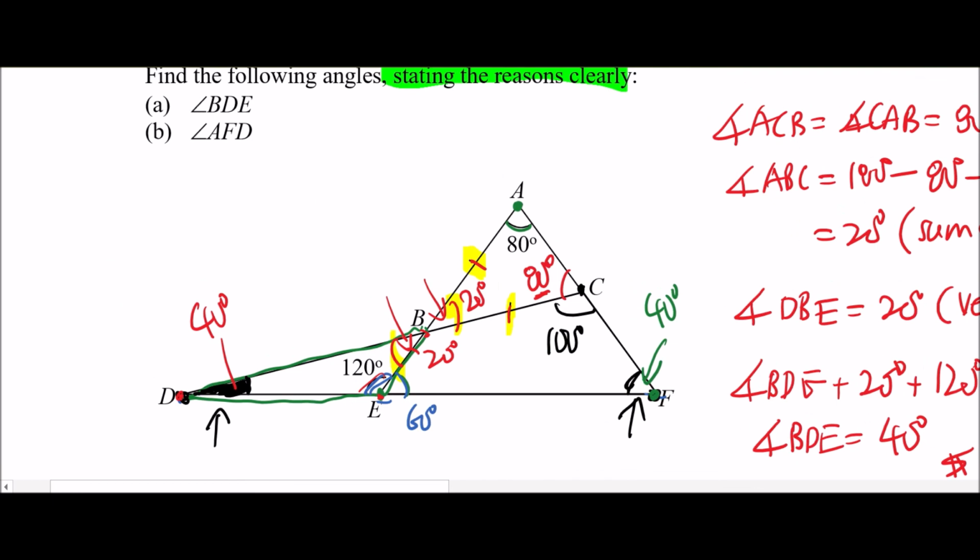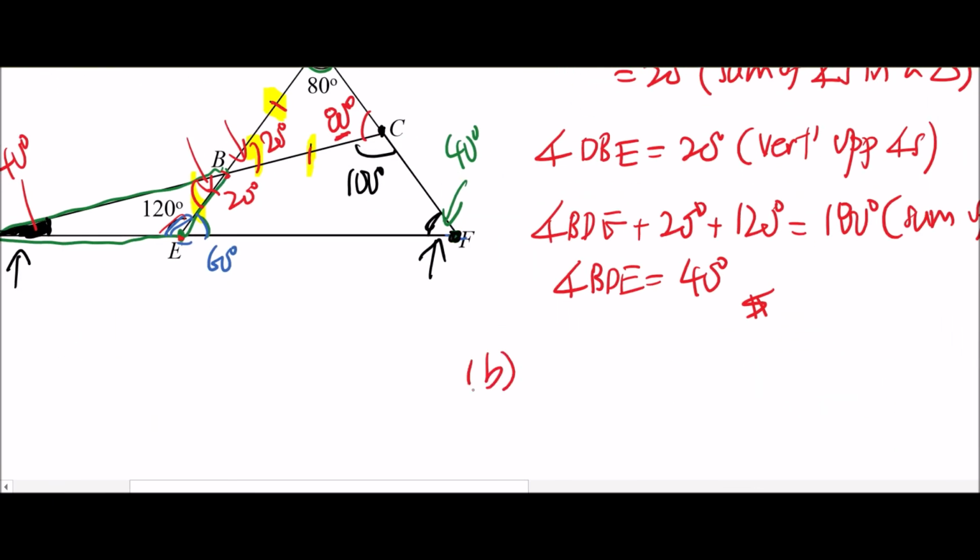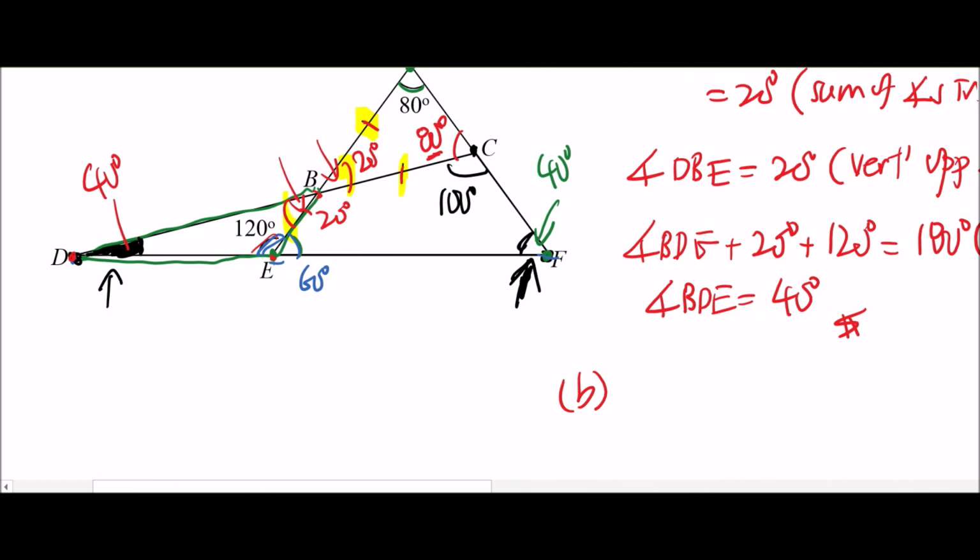Okay, so we are done with the first part. So that is part A. I forgot to label my working. Okay, now part B, we are interested in the next one. This guy here, right? This guy over here. So how do we do it?